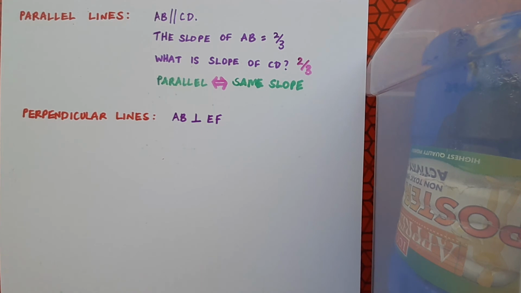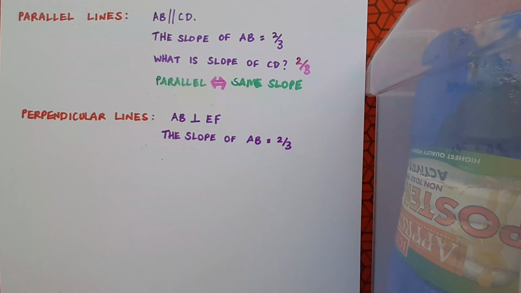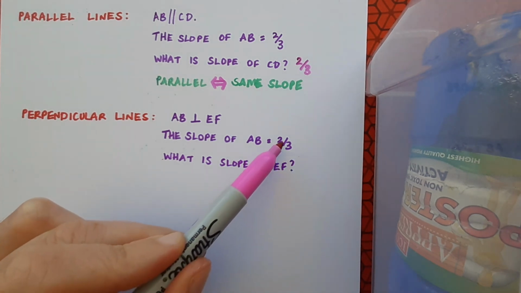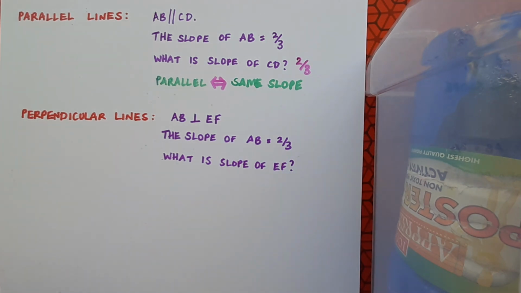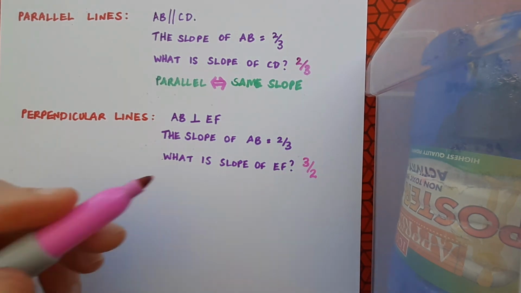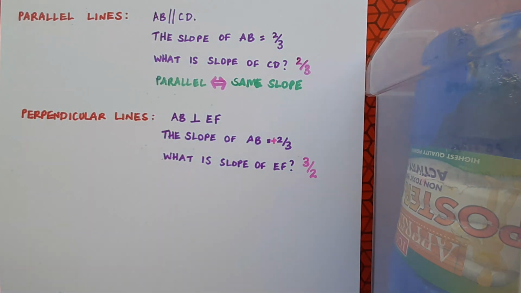Now let's look at perpendicular lines. The line AB is perpendicular to the line EF. I'm going to use the same slope as in the last example, so the slope of AB is 2/3, and I want to know what is the slope of EF. There's a really nice quick trick to figure out the slope of a perpendicular line. So if I know that AB has a slope of 2/3, and I know that EF is perpendicular to it, then to get the slope of EF, all I have to do is flip over this fraction and change its sign. Now, flipping it over, it's going to be 3/2, and changing its sign, well, at the moment, this fraction is a positive fraction because there's no minuses in it. And so when I change its sign, the slope of EF must be minus 3/2.